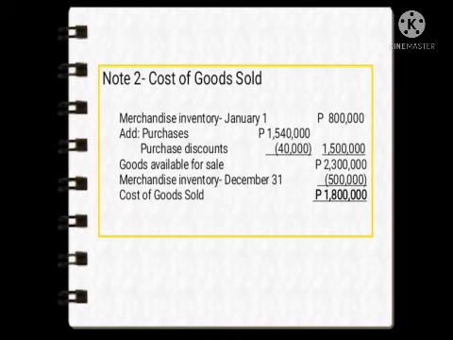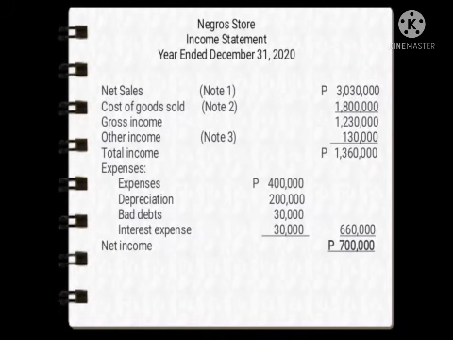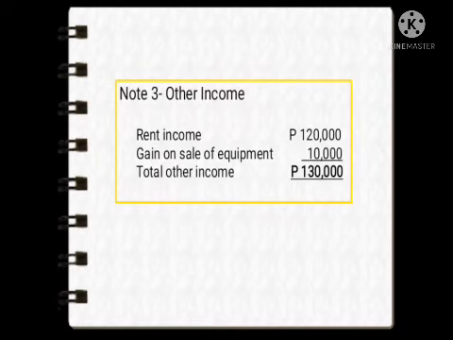So, add the net sales and the cost of goods sold. We will arrive to gross income, which is 3,030,000 plus 1,800,000 is equal to 1,230,000 pesos. Add the other income, which is 130,000, which comes from this. The other income from the rent income, 120,000, add the gain on sale of equipment, 10,000. So, the total other income is 130,000 pesos.